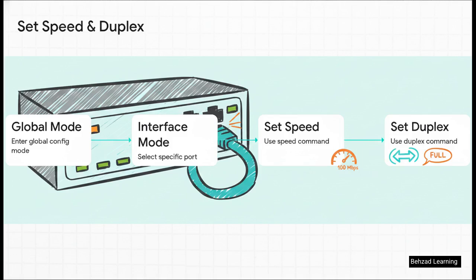First up, we enter global configuration mode by typing configure terminal. Then, we drill down into the specific port we want to control. Let's say interface FastEthernet 0/1. Once we're in interface mode, we can explicitly set the speed, like speed 100, and set the duplex, like duplex full. It's a really logical progression when you think about it. You go from the whole switch, down to the specific port, and finally down to that port's specific behavior.